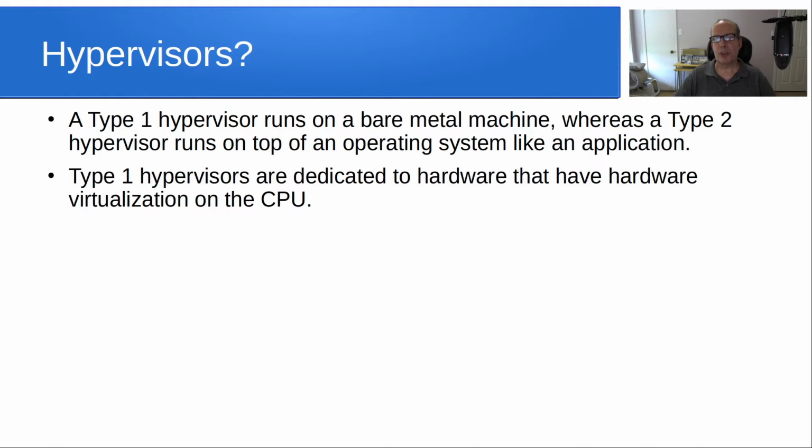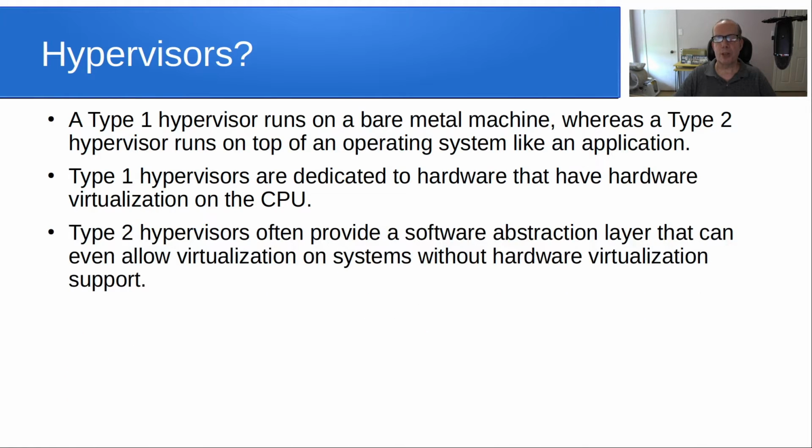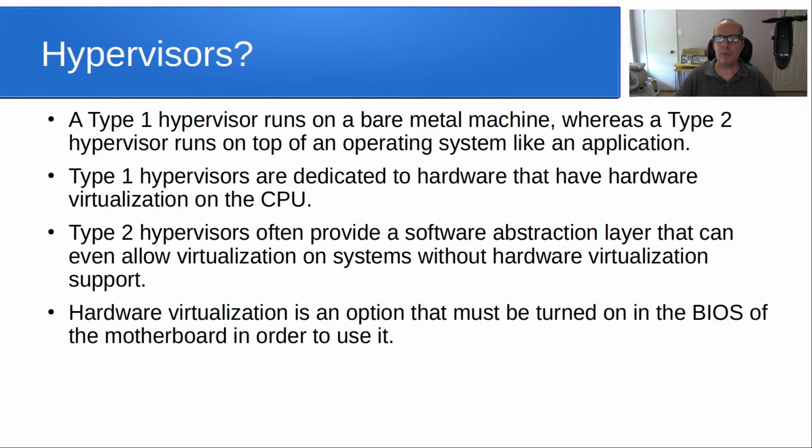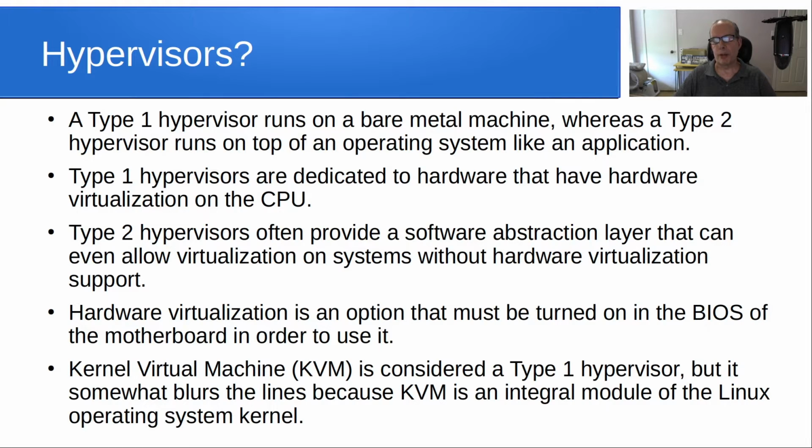Type 1 hypervisors are dedicated to hardware that have hardware virtualization built into the CPU. Type 2 hypervisors often provide a software abstraction layer that can even allow virtualization on systems without hardware virtualization support. Hardware virtualization is an option that must be turned on in the BIOS of the motherboard in order to use it. Kernel Virtual Machine, or KVM for short, is considered a Type 1 hypervisor, but it somewhat blurs the lines because KVM is an integral module of the Linux operating system kernel.